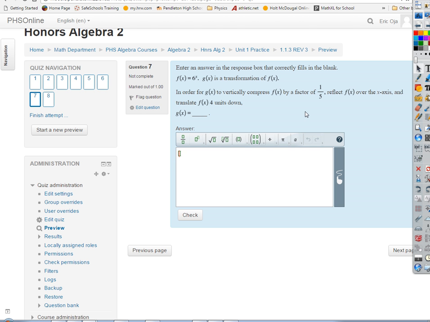Okay, this time we're taking the function 6 to the x, and we're doing a couple things. We're going to compress vertically by a factor of 1/5, so that's A, that goes out front. We're going to reflect it over the x-axis, so that means A is negative. We'll multiply the whole thing by -1, and we're going to translate 4 units down. That's K, right? So then we'll end up with -1/5 times f of x, which is 6 to the x, and then tacking on the end would be our k. We're going to go down 4, so we'll subtract 4.